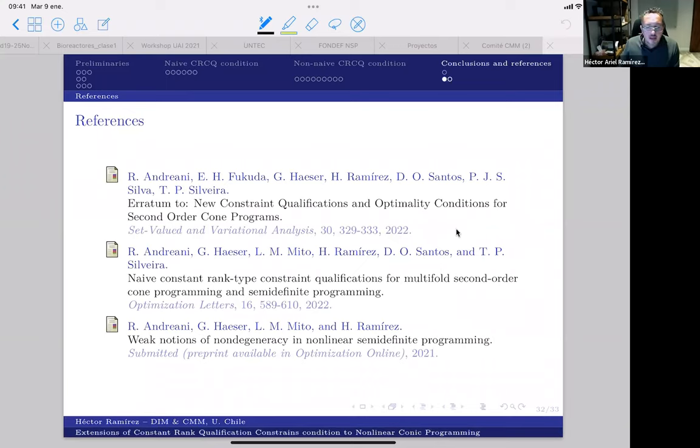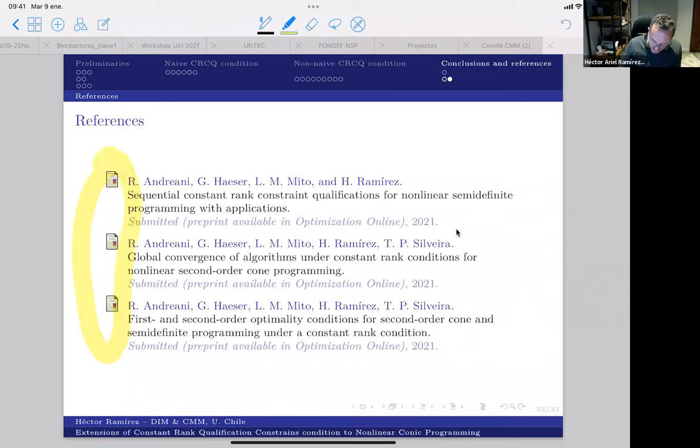The first two papers are already published, the Raton, of course, and the naive paper. Then we have some related work regarding nonlinearity, which is submitted, and the other three are submitted. All of them are at different stages of review. You can check, of course, there are many results there, some of them regarding algorithms, some regarding optimality conditions. You can check details and proofs there. And I just can say thank you very much for your attention today.